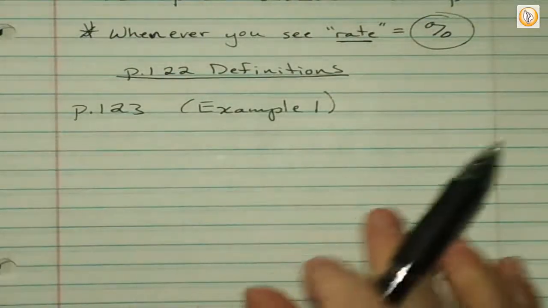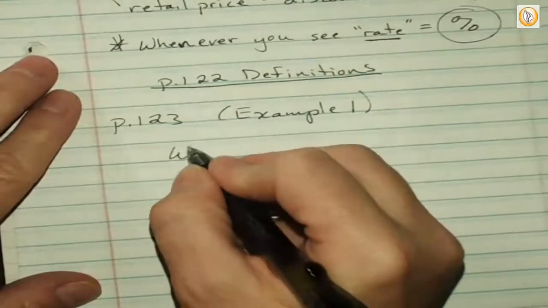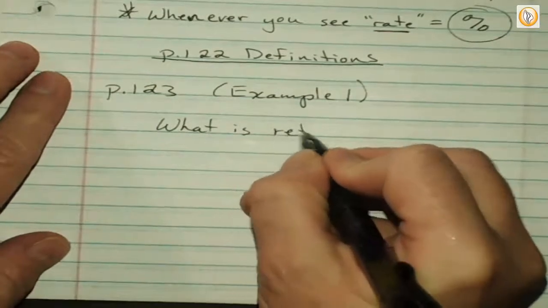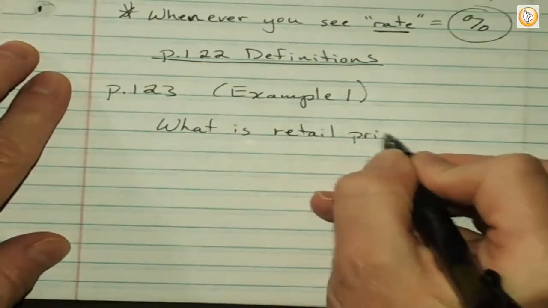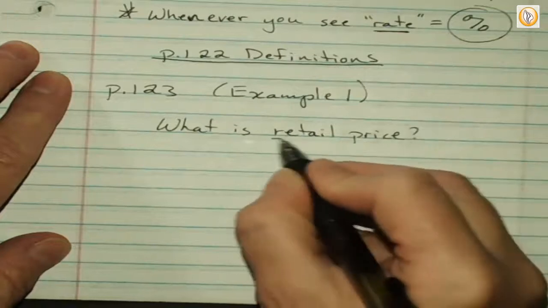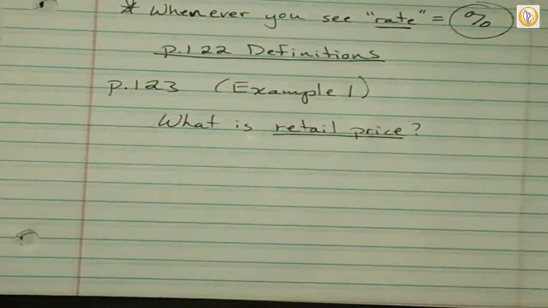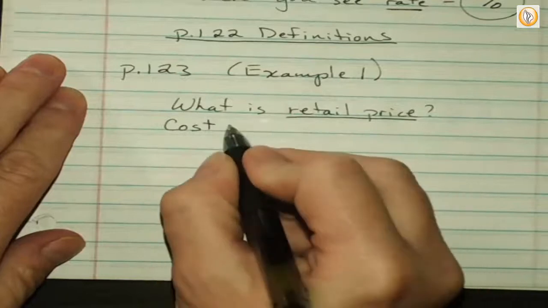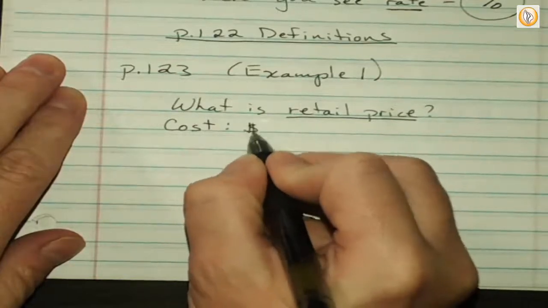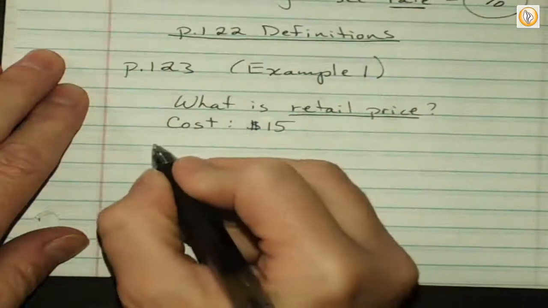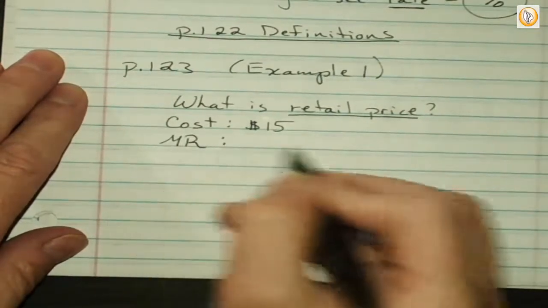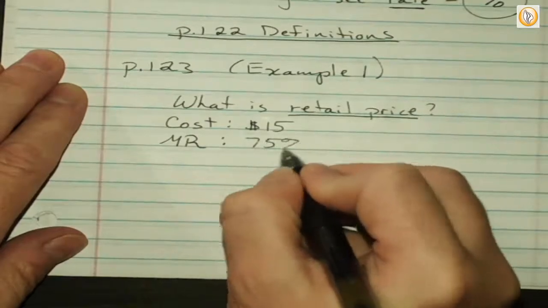Let's talk about this. So the question is, what is the retail price? That's what we are looking for. So you need to make sure you know what you're looking for. They gave us this information. They told us the cost is $15. And they also told us that the markup rate, I have MR, is 75%.